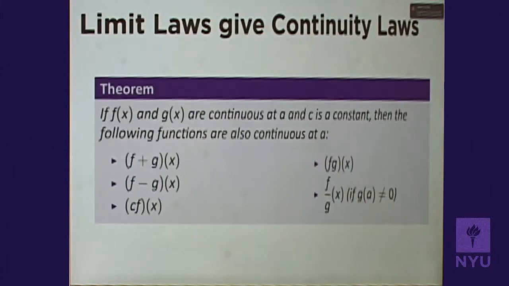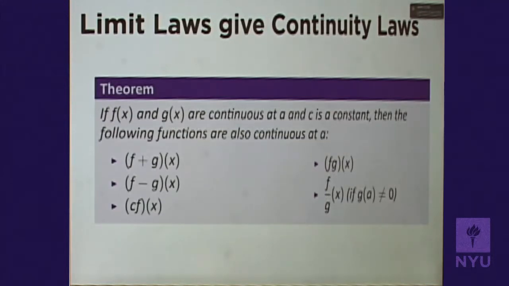So all of the laws that we had for justifying limits, limits of sums, limits of differences, limits of multiples, limits of products, limits of quotients, carry over to limits about continuity. After all, the statement that a function is continuous at a point is really just a statement about the limit of the function at that point. So all of those limit laws give us laws of continuity.